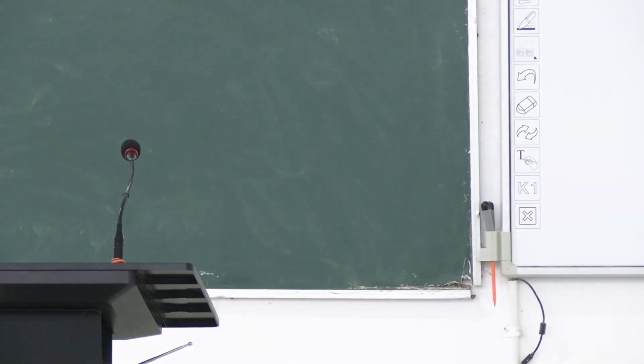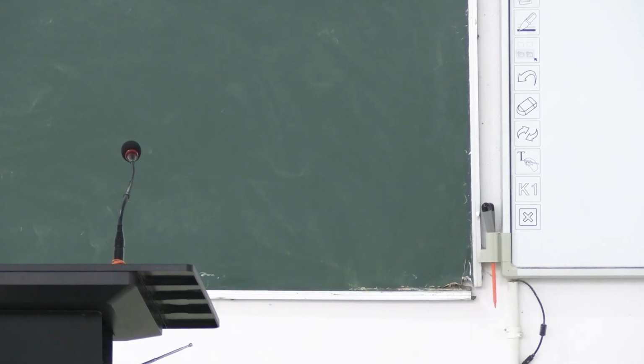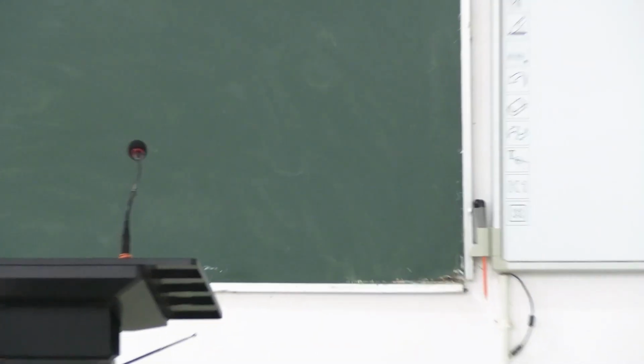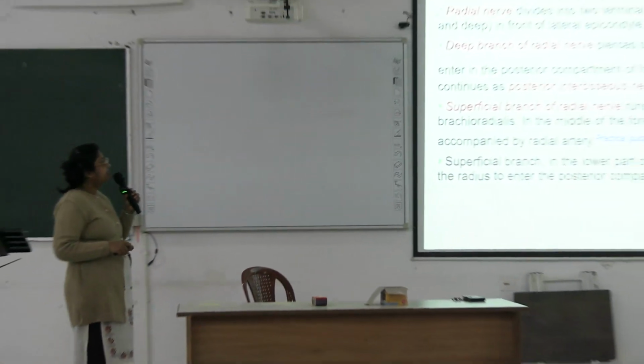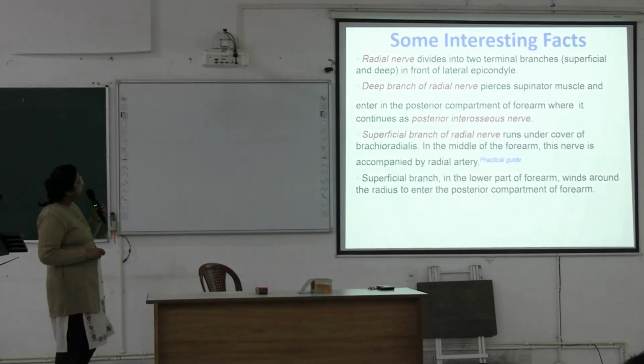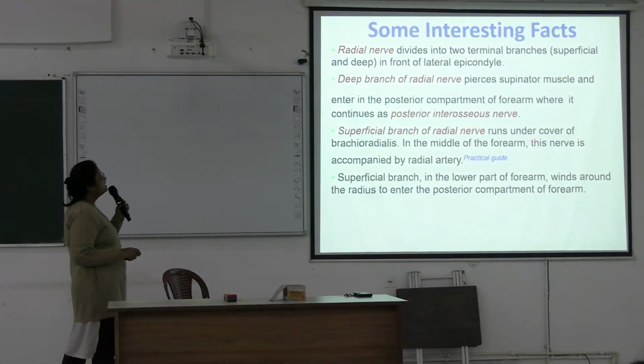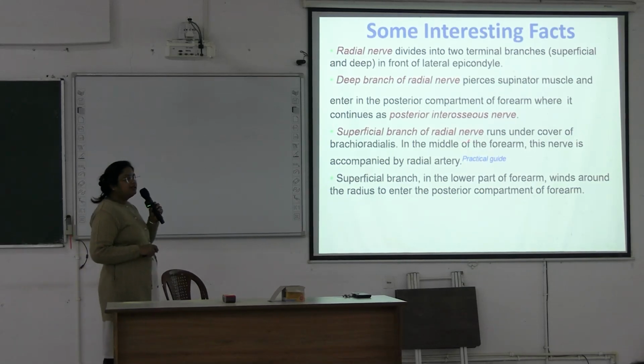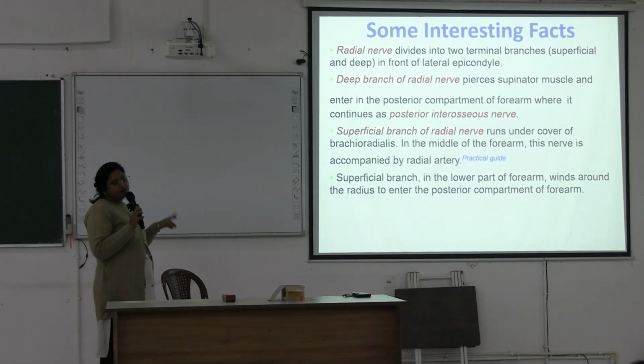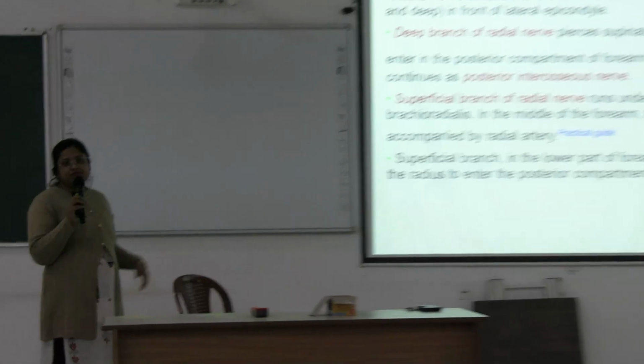Deep branch of radial nerve pierces the supinator muscle, enters the posterior compartment of forearm, where it continues as the posterior interosseous nerve. And the superficial branch of radial nerve runs under cover of the brachioradialis. This point is important for identifying the nerve during your dissection.